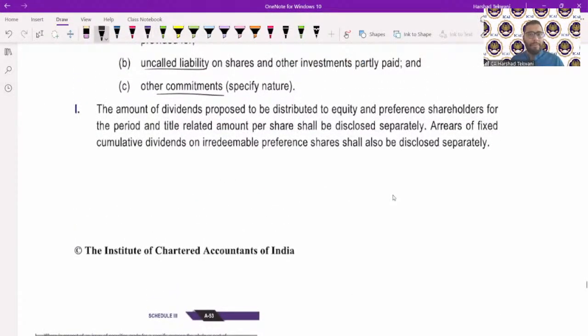Again, the amount of dividend proposed to be distributed on equity shares, same as my Division 1. There is no change or even amendment compared to the last time. So the amount of proposed dividend, you can say, to be distributed to equity shares and preference shares, and arrears of any dividend, you are required to disclose over here.